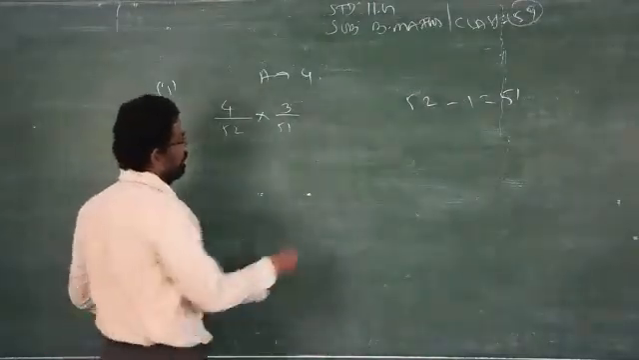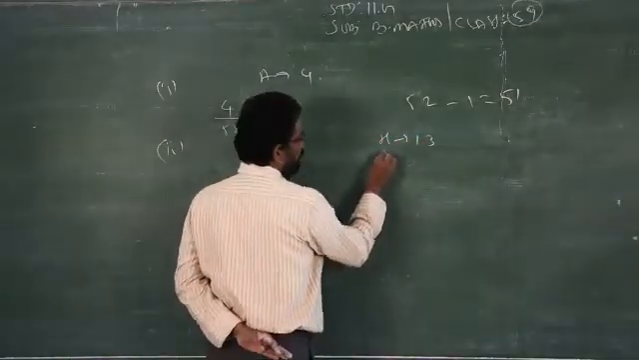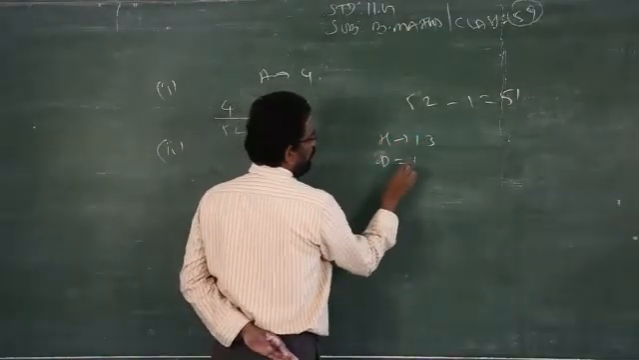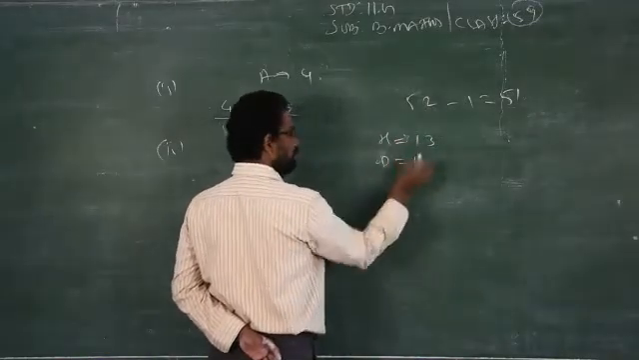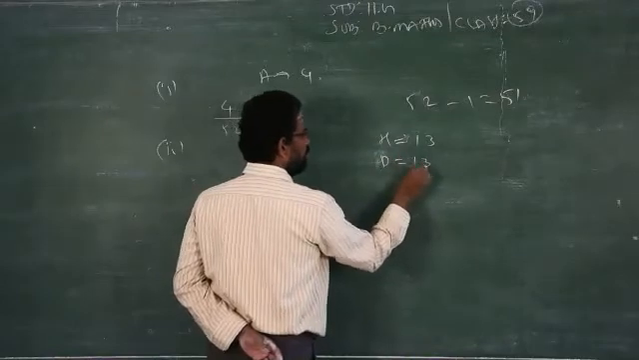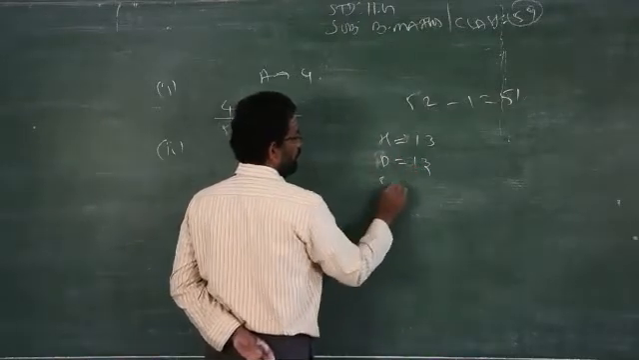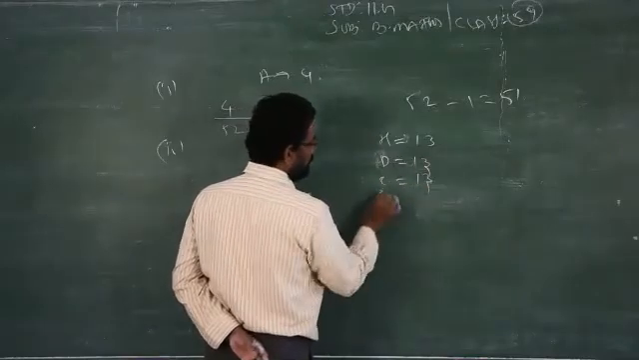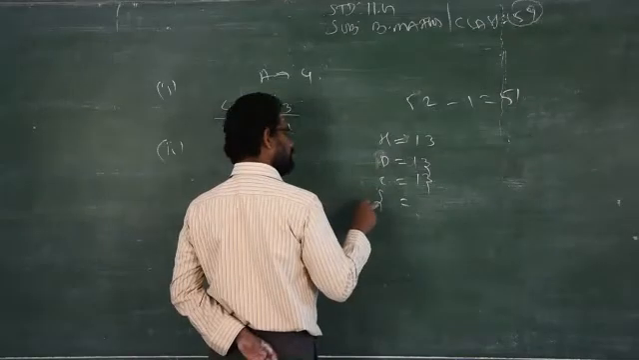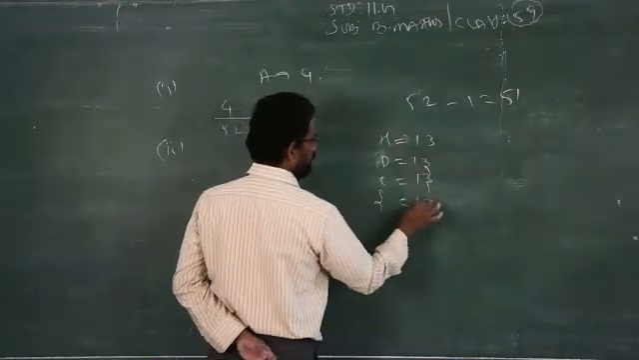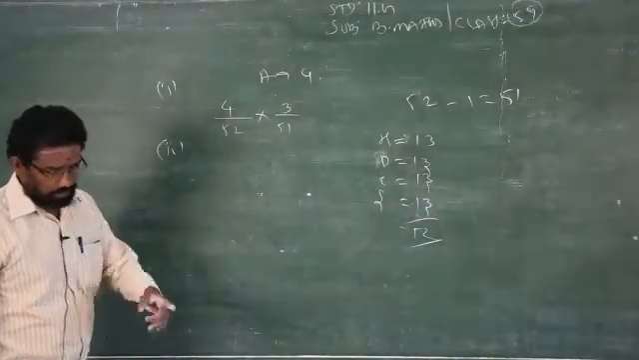Now the same question, same answer will come for spade. Means how many spades will be there? Heart is 13, diamond is 13, then number of cards in club is 13, then number of spade cards overall is 13. So total you get how much? 52.